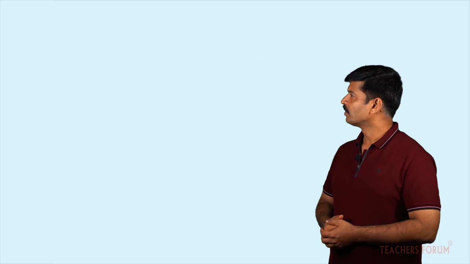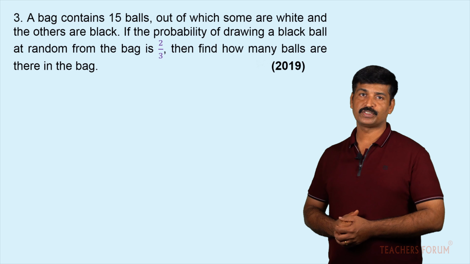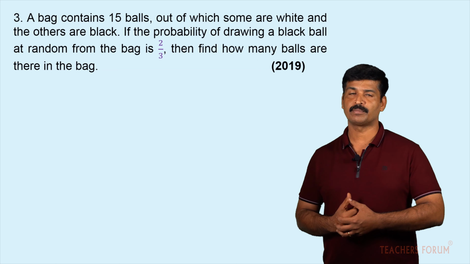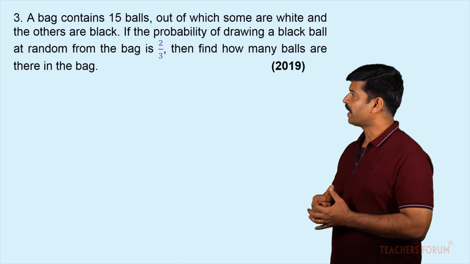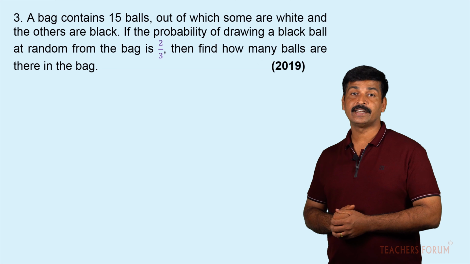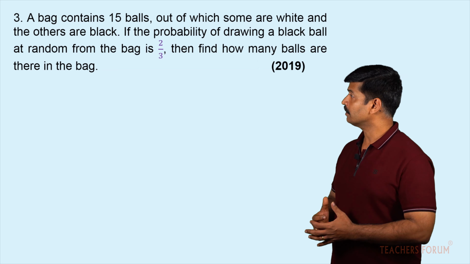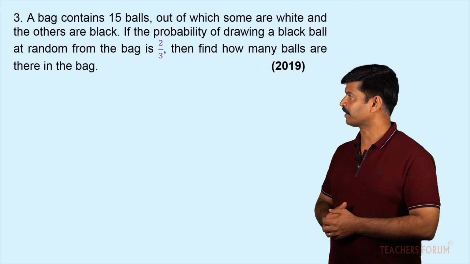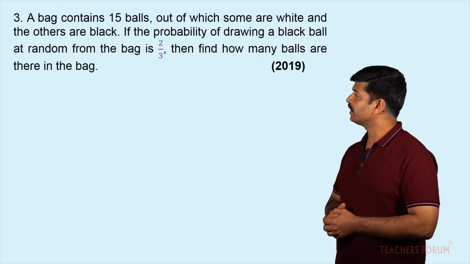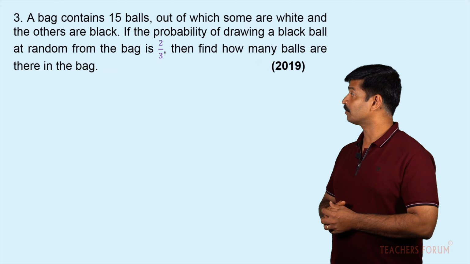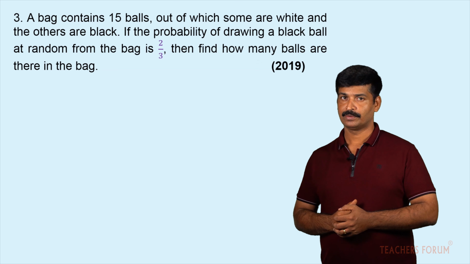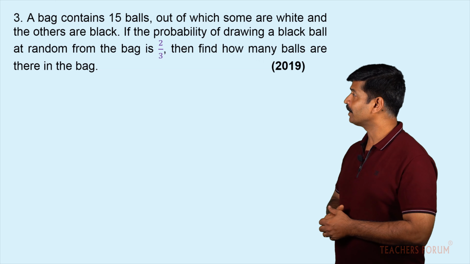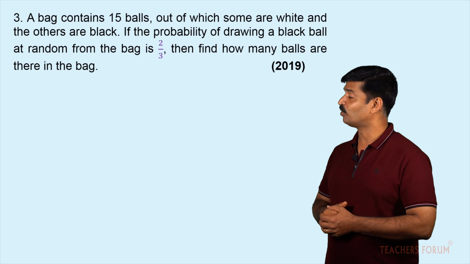Next one, a bag contains 15 balls, out of which some are white and others are black. So the bag contains 15 balls that are either white or black. If the probability of drawing a black ball at random from the bag is 2 by 3, it is given that the probability of drawing a black ball is 2 by 3, then find how many balls of each color are there in the bag.